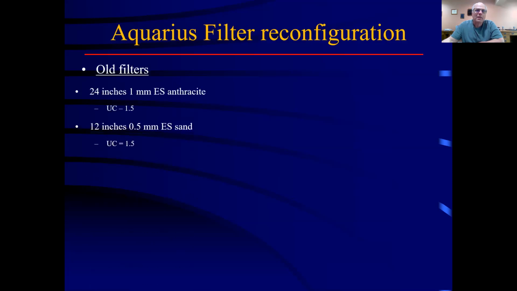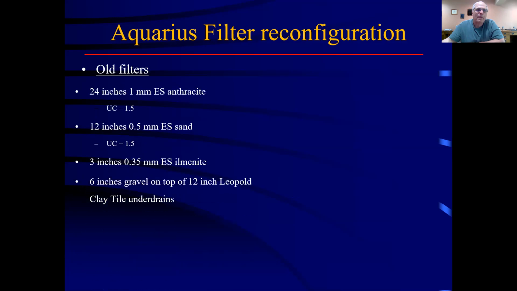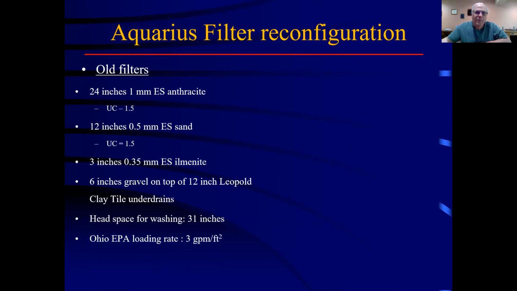So the old filters looked a bit like this: 24 inches of 1 millimeter anthracite with a very high uniformity coefficient of 1.5, and then 12 inches of sand and 3 inches of ilmenite. They had a 6-inch gravel layer on top of 12 inches of Leopold clay tile under drains. So the head space they had for backwashing was only 31 inches. And because of that, the need to energize and expand that heavy ilmenite and being able to wash only through a column of 31 inches, they were losing a lot of anthracite there. The loading rate for those was 3 gallons per minute per square foot.